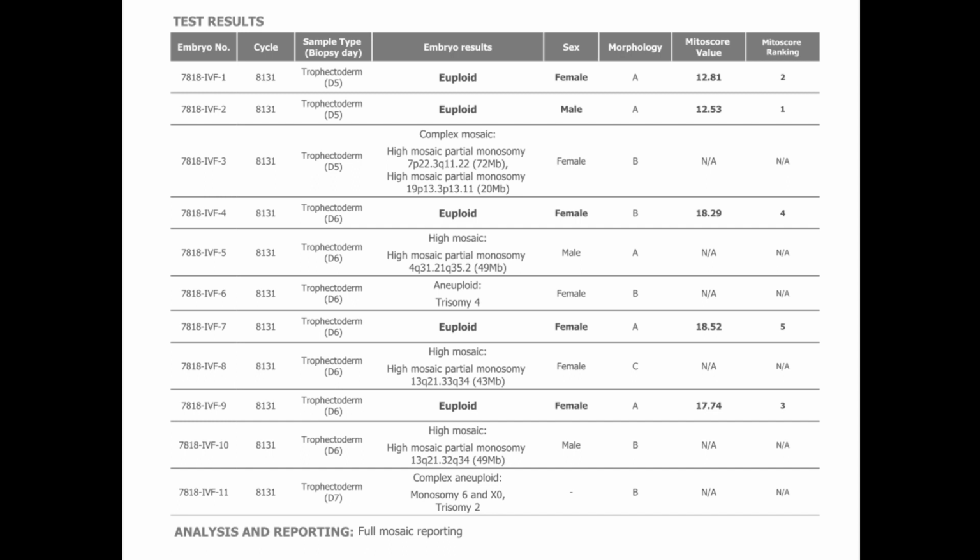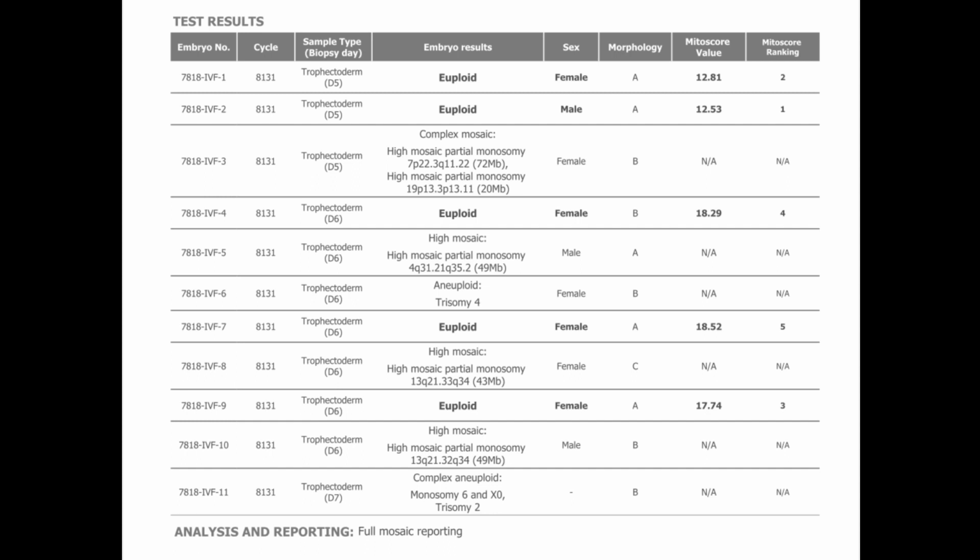I'm sorry, not monosomy. It's the morphology. So morphology is basically the structure of the embryo, how it looks, with A being the best, and then B, and then C. This is when they look at the embryos, making sure that they have the correct number of cells, they're impacted, they're not fragmented, the embryo actually looks good.